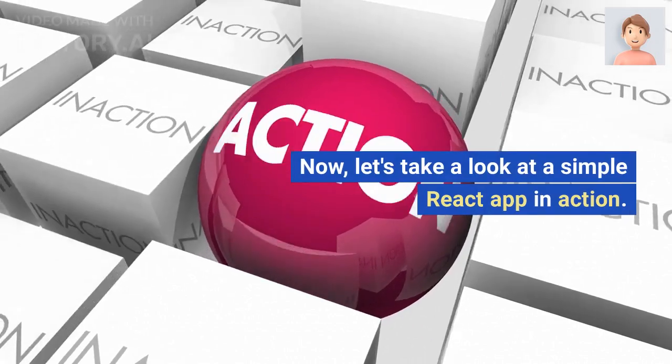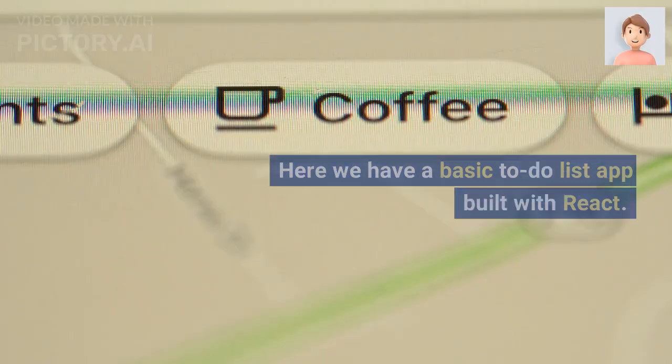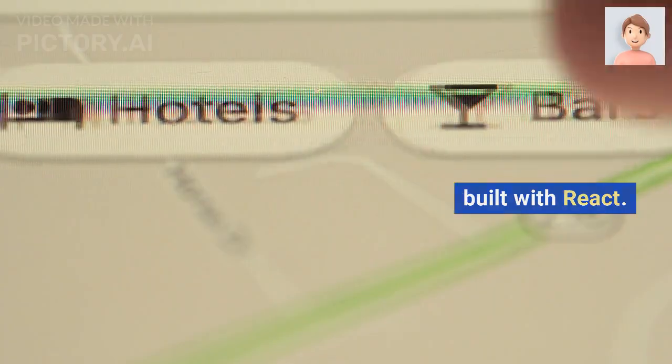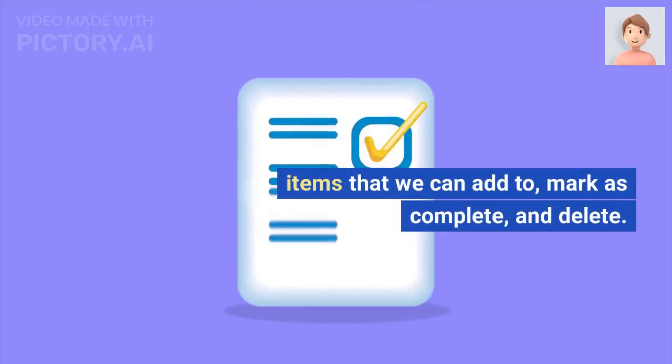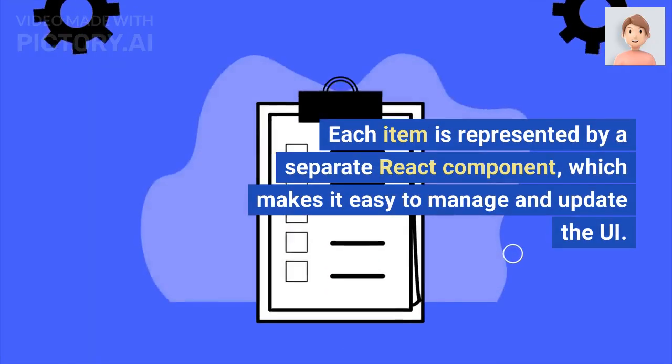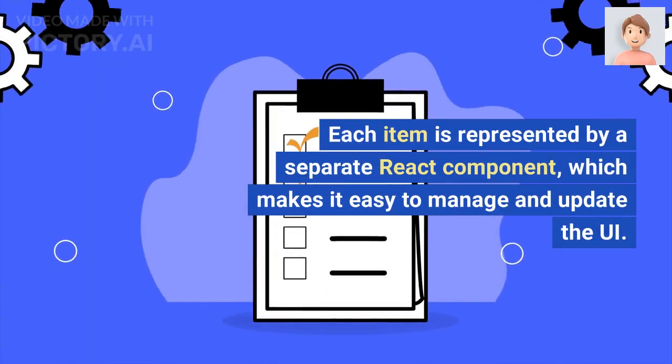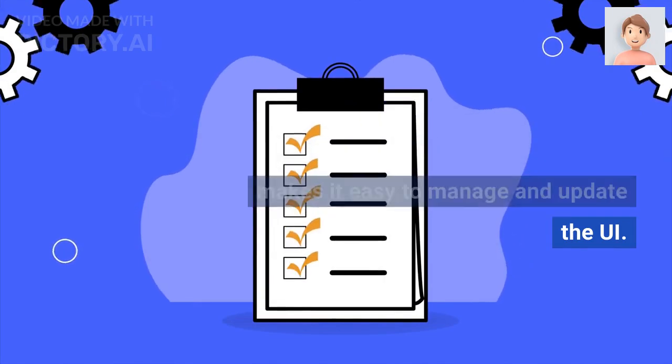Now, let's take a look at a simple React app in action. Here we have a basic to-do list app built with React. As you can see, we have a list of items that we can add to, mark as complete, and delete. Each item is represented by a separate React component, which makes it easy to manage and update the UI.